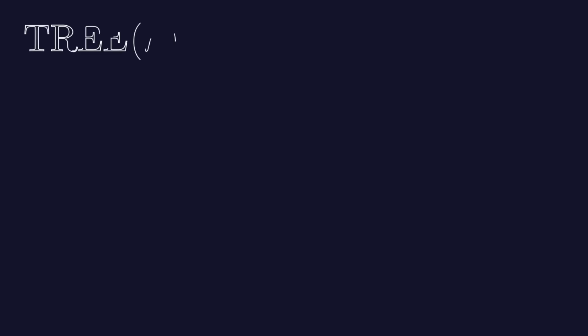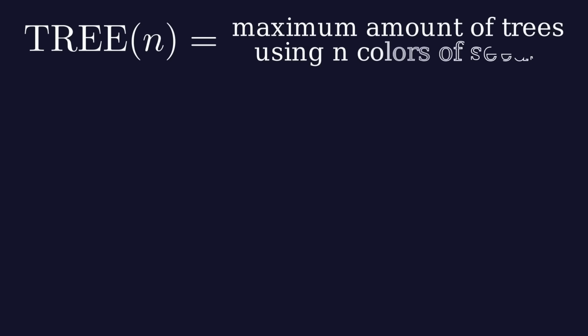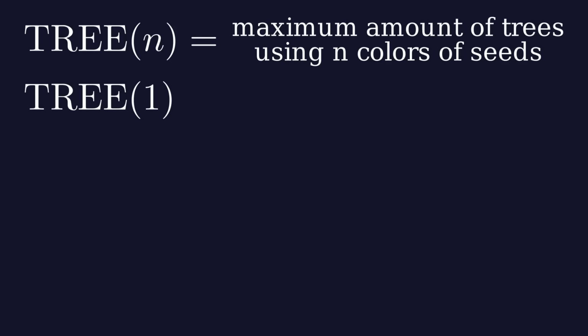The TREE of n function tells us how many trees we can build using n colors of seeds. Using one color, we can only build one tree, because the first tree will have one seed, and any further trees would contain this tree. So TREE of 1 is equal to 1.